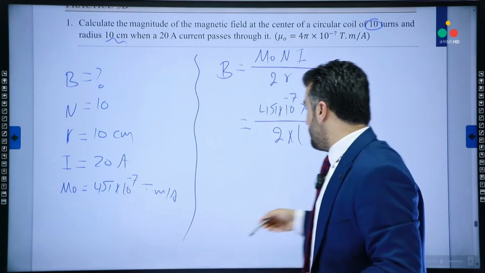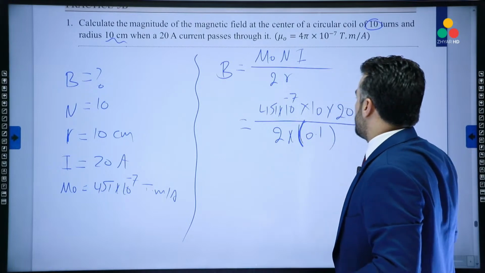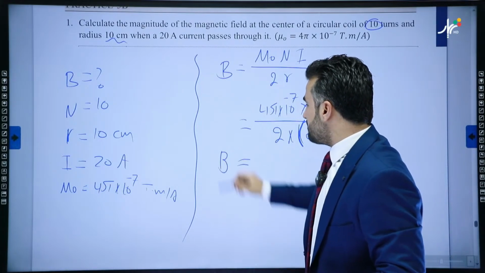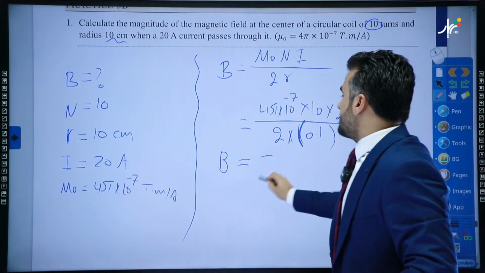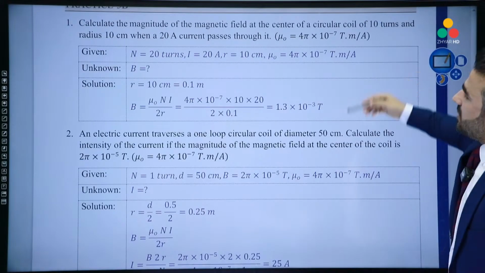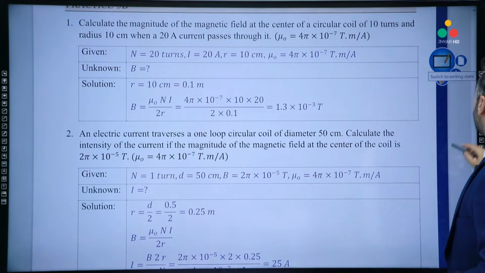What about the radius? I'll say 2 times the radius, but don't forget, the radius is in centimeter. If you convert it to meter, it's going to be 0.1, or just divided by 100, you'll get 0.1. So do the math, of course, you will find the answer. So B, magnetic field strength for that coil is equal to this much. And because it is B, that is basically in Tesla. So the answer is going to be what? 1.3 times 10 to the power negative 3 here.